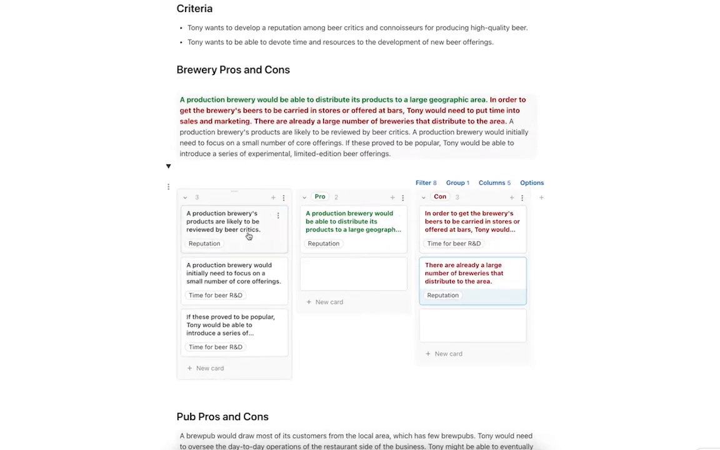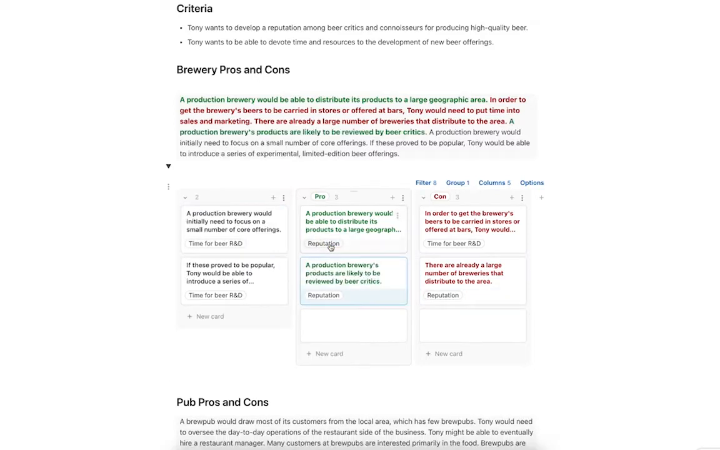A production brewery's products are likely to be reviewed by beer critics. That's clearly a pro, right? We know that he wants a reputation among critics and connoisseurs. I guess the only way it's a con is if his beer is terrible. And if his beer is terrible, I don't think he can possibly fulfill either of these criteria anyway.